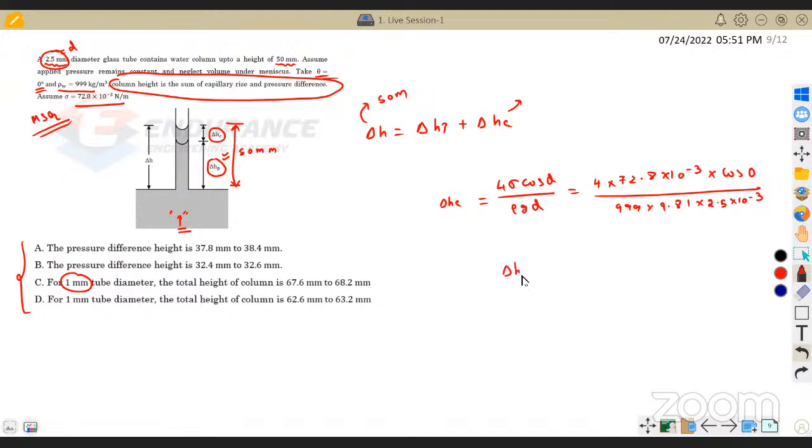This will give me the height of capillarity. That is, how much the liquid has risen due to capillarity, which means this rise. I'm talking about this rise. How much rise has happened due to the capillary effect? Just solve it and give me the answer. A little bit faster, we can finish this question quicker.